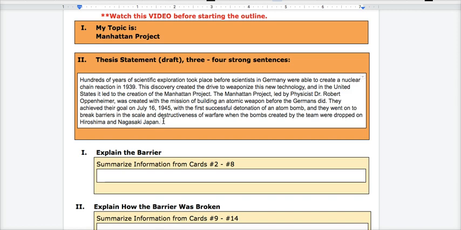So we have ours. Hundreds of years of scientific exploration took place before scientists in Germany were able to create a nuclear chain reaction in 1939. This discovery created the drive to weaponize this new technology, and in the United States it led to the creation of the Manhattan Project. The Manhattan Project, led by physicist Dr. Robert Oppenheimer, was created with the mission of building an atomic weapon before the Germans did. They achieved their goal on July 16, 1945, with the first successful detonation of an atomic bomb, and they went on to break barriers in the scale and destructiveness of warfare when the bombs created by the team were dropped on Hiroshima and Nagasaki, Japan. I am missing a comma.